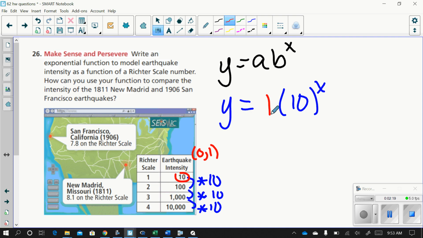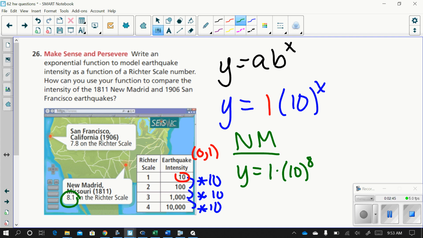That's the first part. Now, the second part of the problem says, how can we use this function to compare the intensity of the 1811 New Madrid and the 1906 San Francisco earthquakes? So let's start with New Madrid. New Madrid was 8.1 on the Richter scale. So 8.1 is what I'm going to plug in for x. So y equals 1 times 10 to 8.1. Throw that in your calculator. 1 times 10 to 8.1.